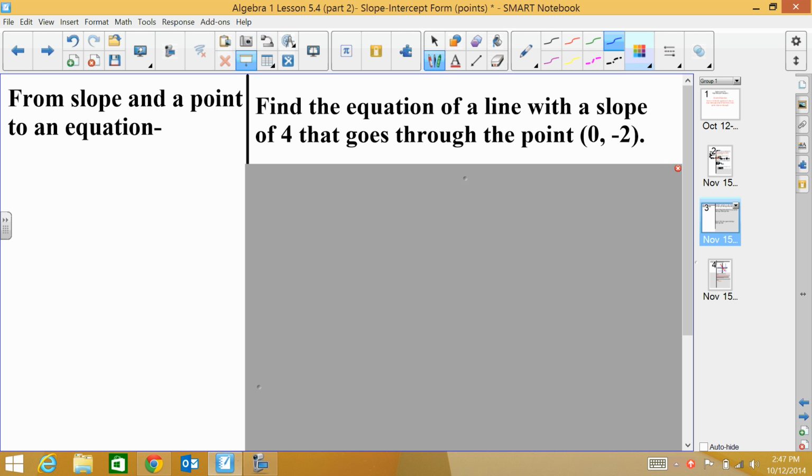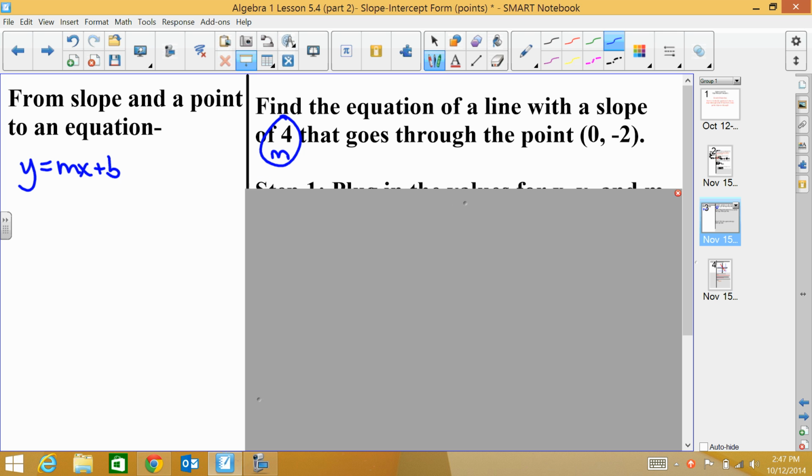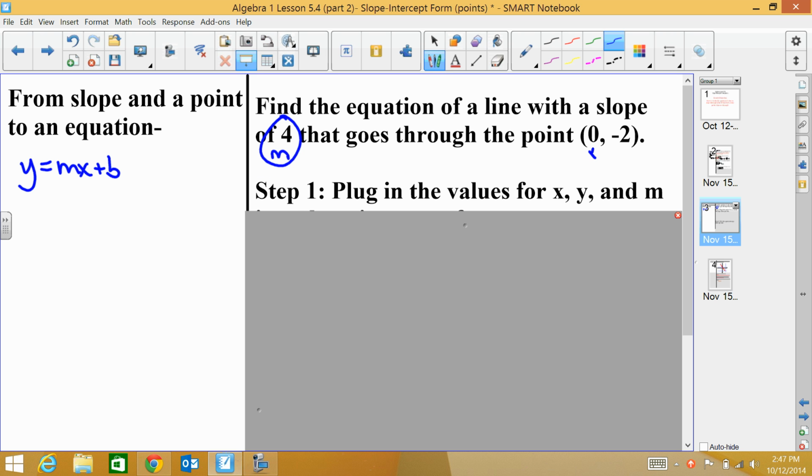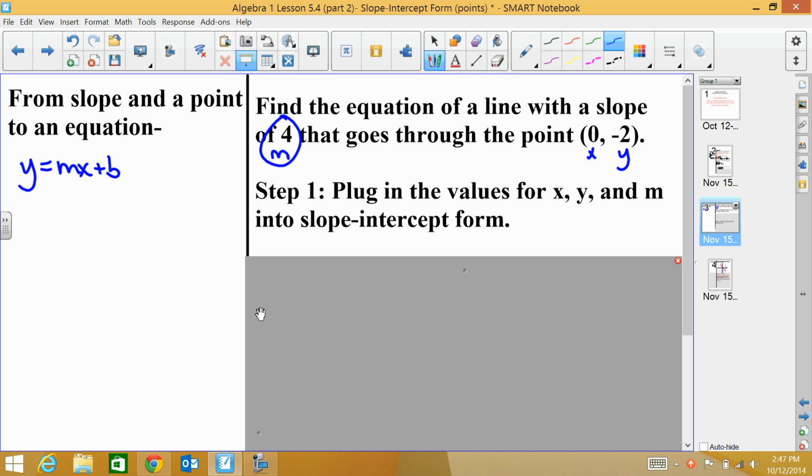Slope of 4, what letter does that represent in the equation y equals mx plus b? Slope is m, so 4 is my m. And (0, -2), what do those represent? Well, that represents the x and the y. So what I'm going to do first is plug in the values for x, y, and m into my equation for slope-intercept form.